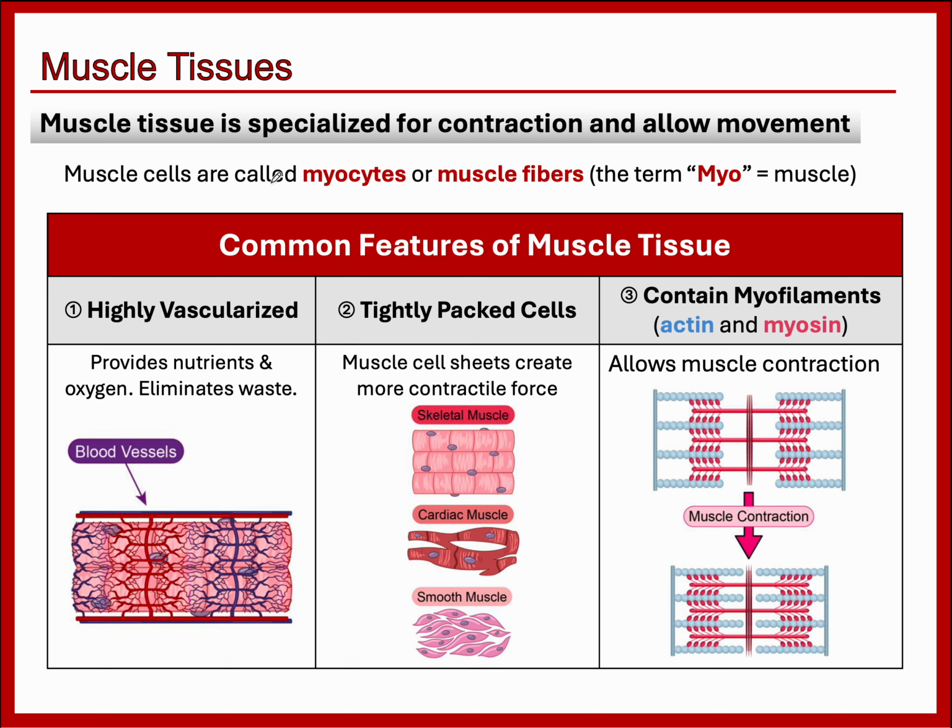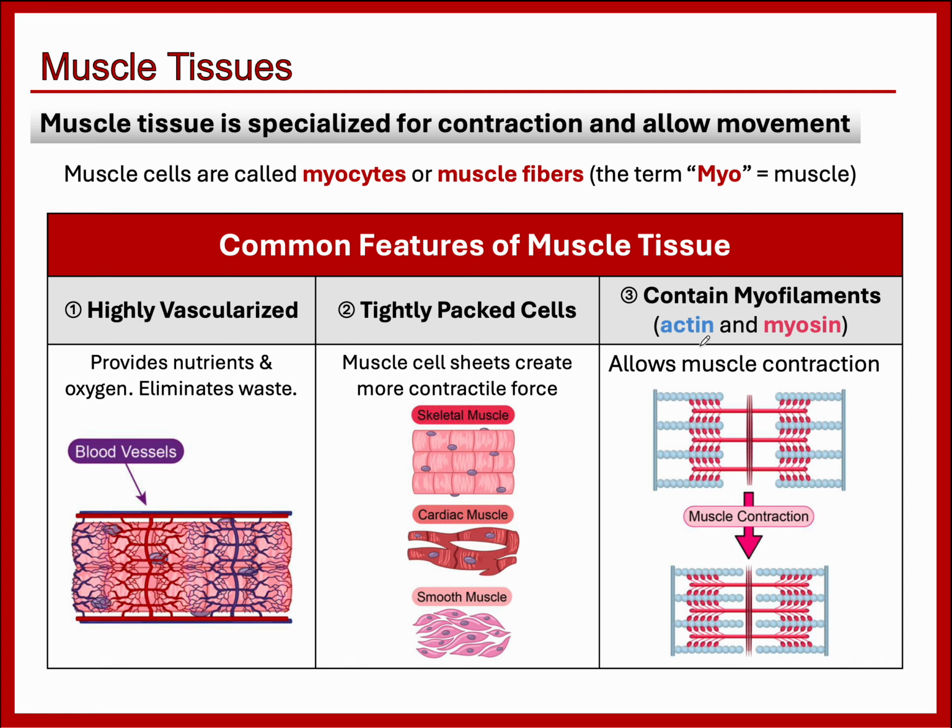Another name for a muscle cell is a myocyte. Anything myo means muscle. Cyte means cell. Or sometimes we call it a muscle fiber. That is one muscle cell. So common features to all muscles are that they have a lot of blood vessels. They need oxygen all the time because they're metabolizing all the time. Each of these cells is constantly making ATP when it contracts. Tightly packed cells, a lot of muscle cells, form sheets that are nicely packed.